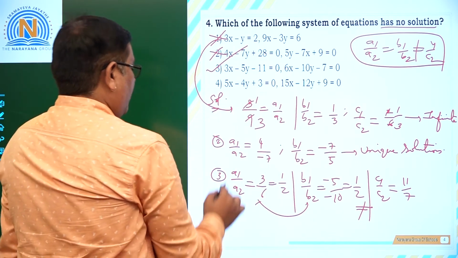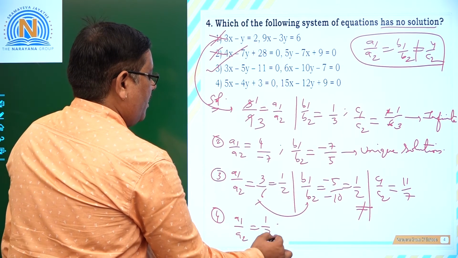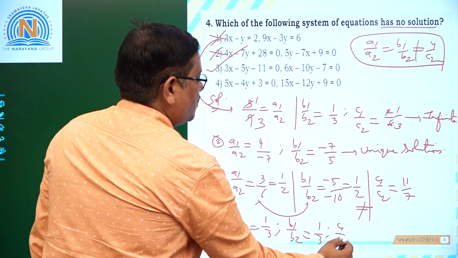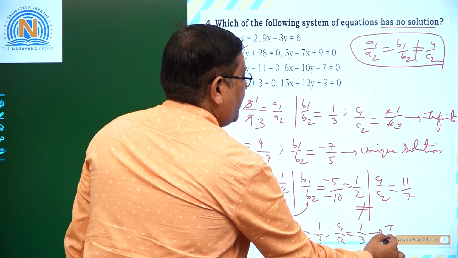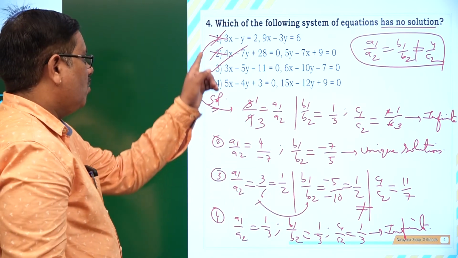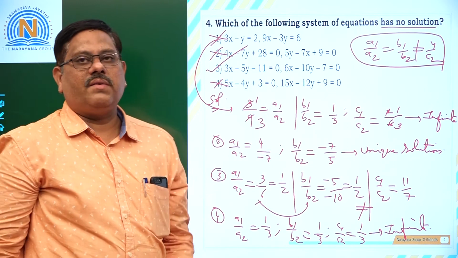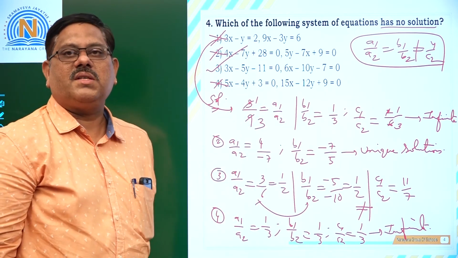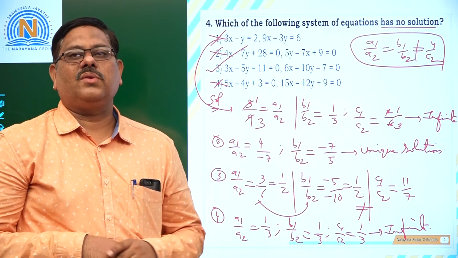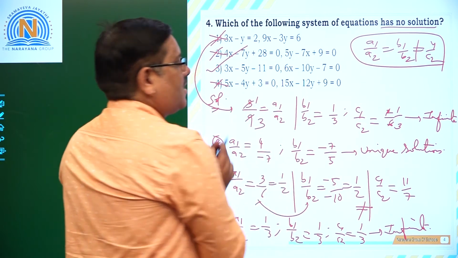Next, similarly, if you take the fourth one, a1 by a2 is becoming 1 by 3, b1 by b2 is becoming 1 by 3, c1 by c2 is also becoming 1 by 3. So infinite solutions. Here also what we have? Infinite solutions we have. So out of the given 4, only the third one, 3x minus 5y minus 11 equals 0, 6x minus 10y minus 7 is equal to 0, representing what you can say parallel lines. So as parallel lines, the system has no solution. So third option is the right answer for this question.